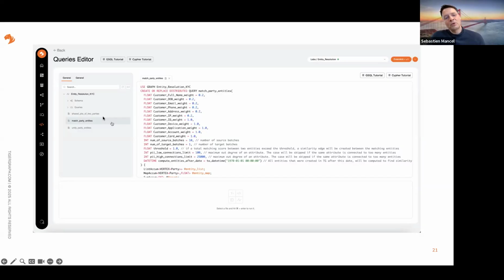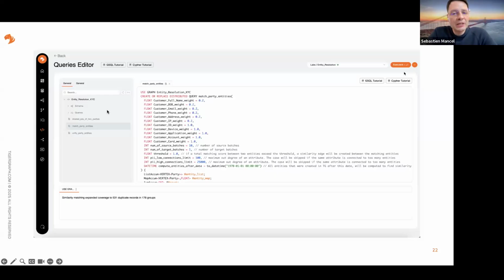Now, the query then computes a similarity score between each pair of entities. When that score meets or exceeds a defined threshold, a same-as edge is created. And that edge links those records together as the same real-world entity.